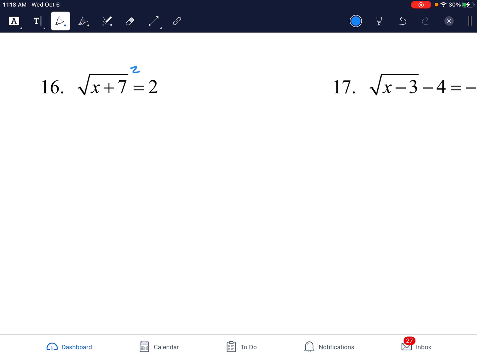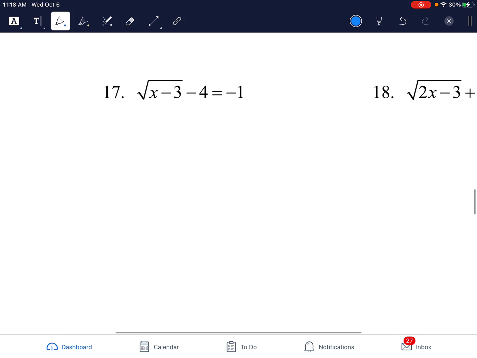To get rid of that square root sign, we're going to square both sides of our equation. The squared and square root will go away. I'll have x plus 7 is equal to 2 squared, which is 4. I'm going to subtract 7 on both sides, and I have x is equal to negative 3.